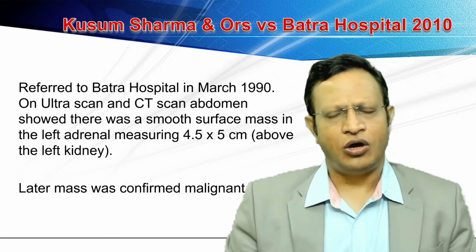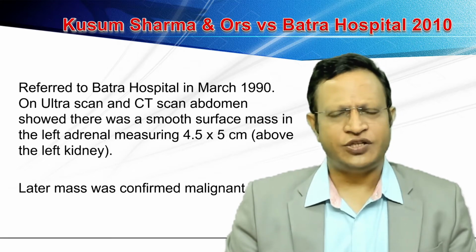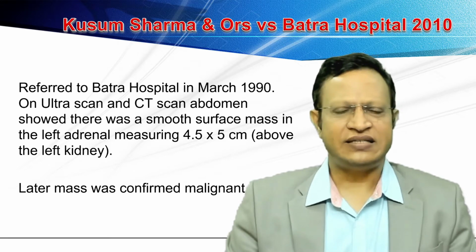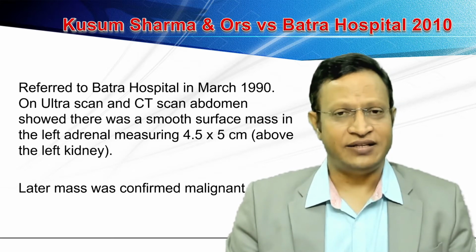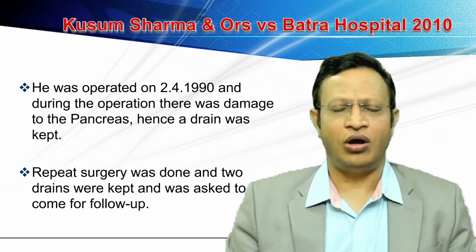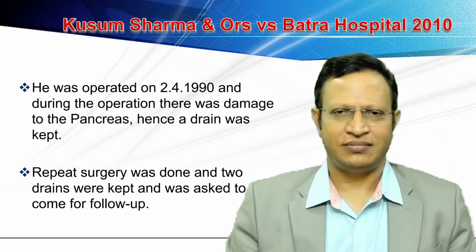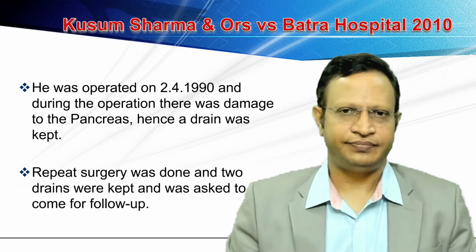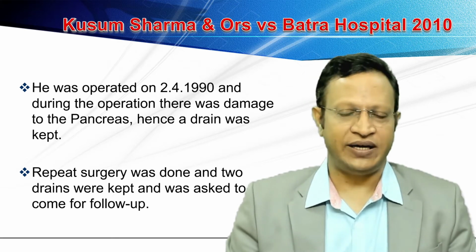The Batra Hospital ordered a CT scan and ultrasound. In the CT scan, they found there is a smooth surface mass on the left adrenal, that is on the left kidney. This left adrenal mass was measuring 4.5 into 5 cm. Hence, they decided on elective surgery. The elective surgery was performed on 2/4/1990. During the operation, there was damage to the pancreas. Since the surgeon realized the damage, a drain was kept. Further, the second operation was also repeated.